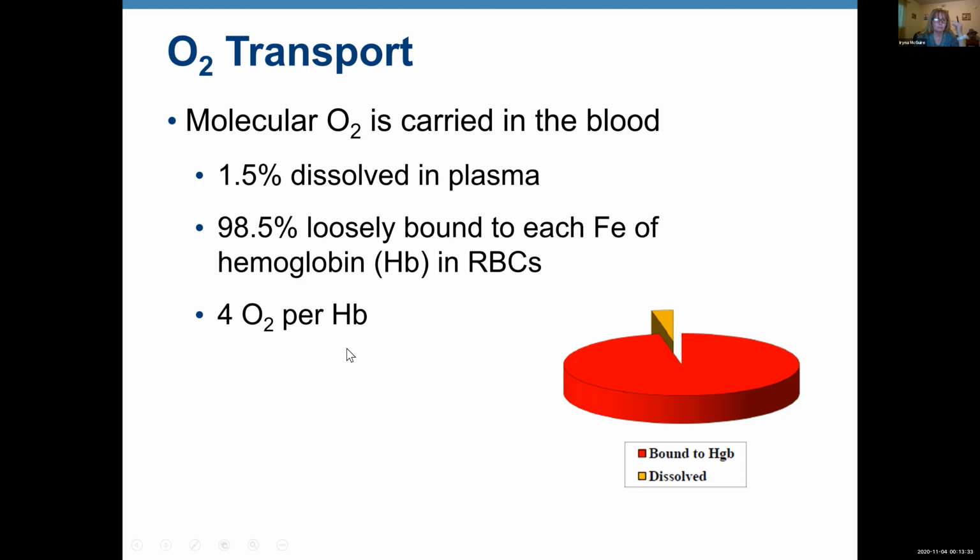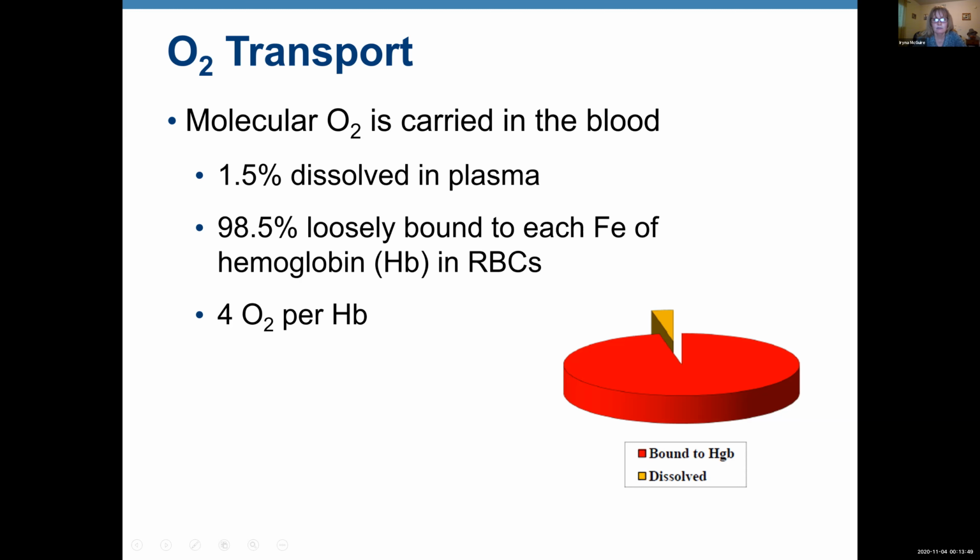So each hemoglobin has 4 irons, and 1 molecule of oxygen is bound to 1 iron, so 4 molecules of oxygen per hemoglobin, right? So 1 molecule of hemoglobin carries 4 molecules of oxygen.